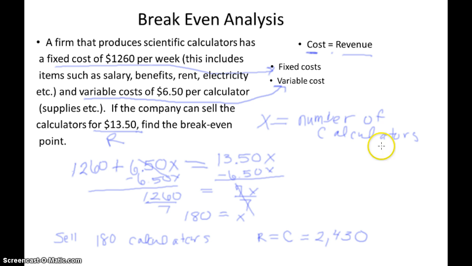So in review, when we do a break-even analysis, we want to use this equation as our base, that cost and revenue are equal. We want to include the two kinds of costs that we see right in here. And then right here is our equation based on the situation that we were given. And we solved for x, the number of calculators, and then we could find both the revenue and the cost, which are equal at that point.